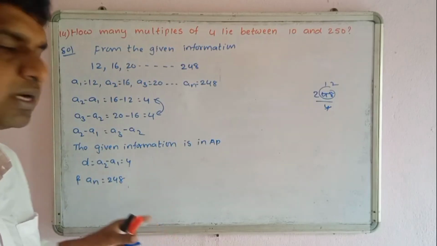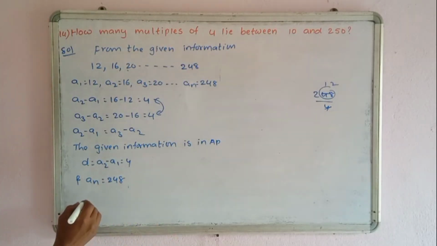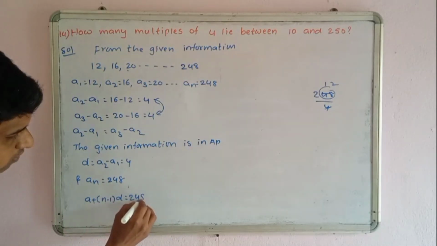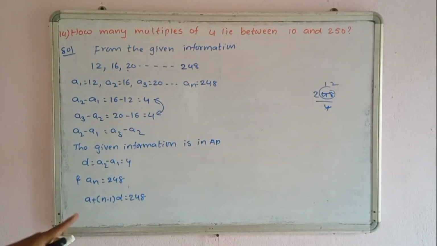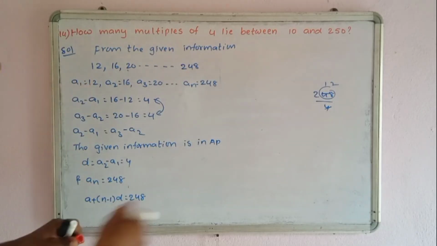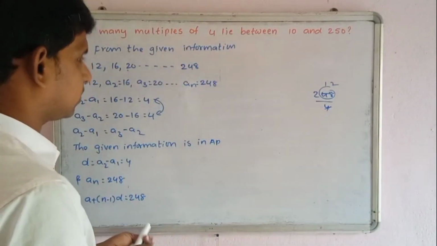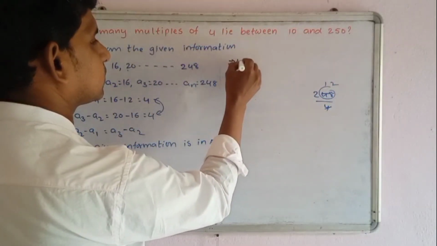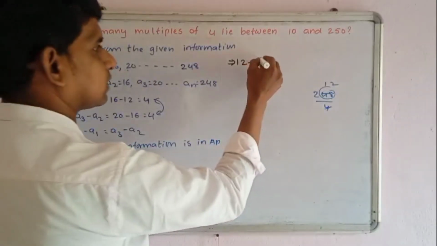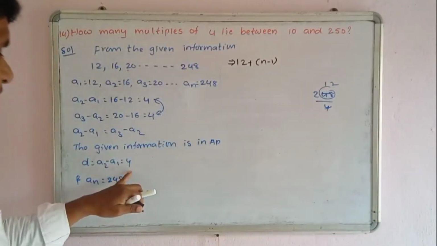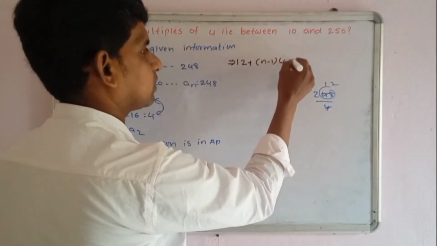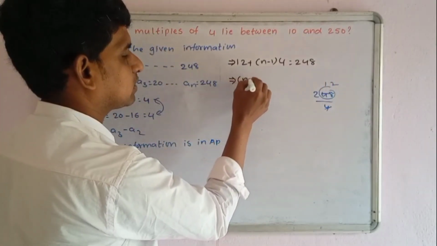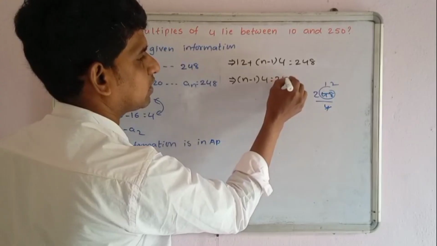How many terms? How many terms is nothing but n. So an is nothing but a plus (n minus 1) into d, equals 248. Here a is nothing but a1, how much? 12. So a1 is 12, plus (n minus 1), d is 4, common difference is 4, equals 248. So (n minus 1) times 4 equals 248.